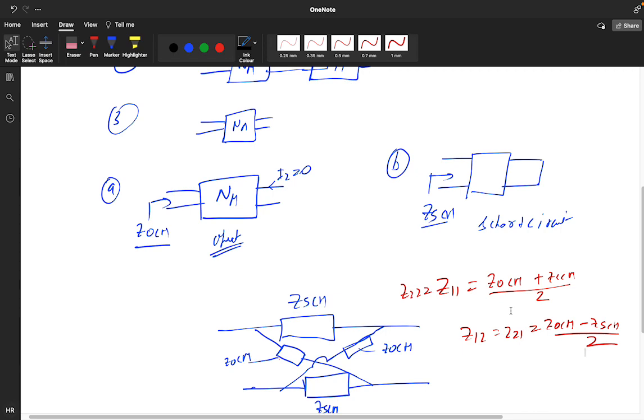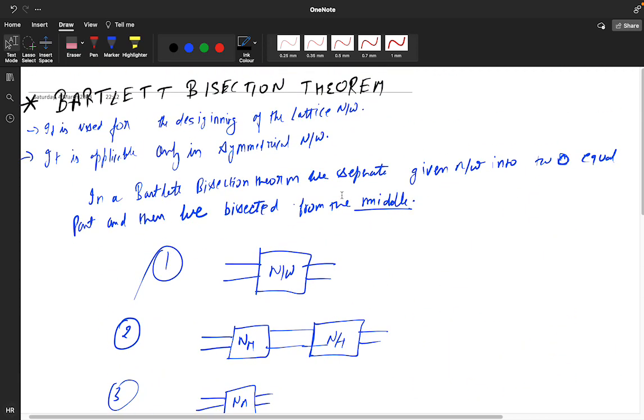So this is just the theory part, so you have to remember these things. The Bartlett bisection theorem is used for designing the lattice network. This part you should remember. For designing the lattice network, what concept is used? Bartlett bisection theorem is used, and it is only applicable to a symmetrical network. This is also important. In the Bartlett bisection theorem, we separate a given network into two equal parts.